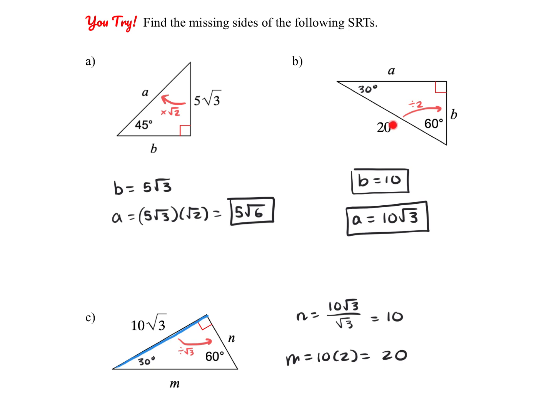For part B, I need to work my way backwards from hypotenuse to short leg, which would be dividing by 2. So that means that B is 10. And then from short leg to long leg, I simply multiply by root 3. And then here, long leg to short leg, I divide by root 3, giving me 10. And then short leg to hypotenuse, I multiply by 2, which gives me 20.